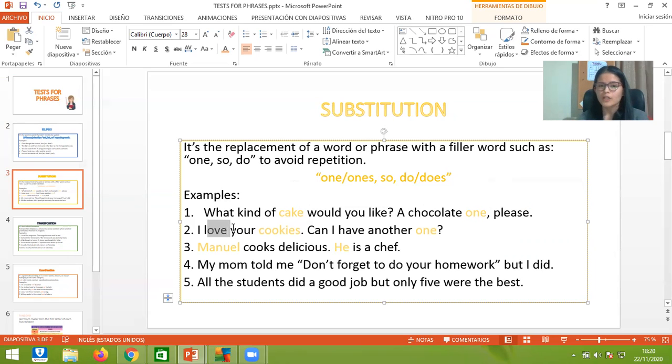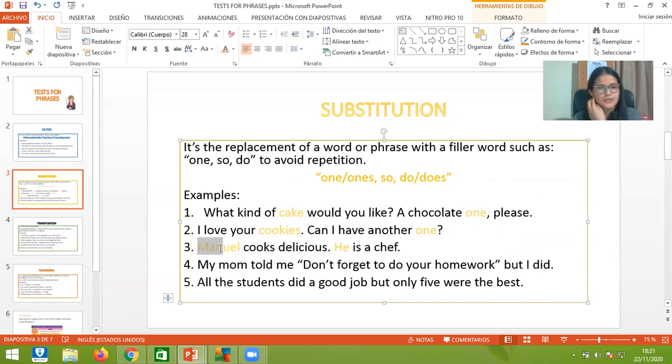Number 2: I love your cookies. Can I have another one? In this case, we were talking about cookies, and it's not necessary to repeat cookies in this question. So we omit cookies and replace it with one.